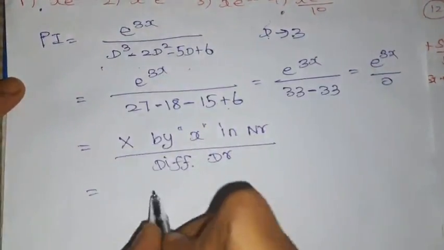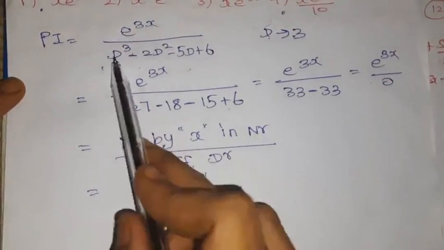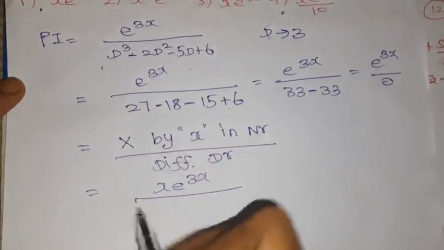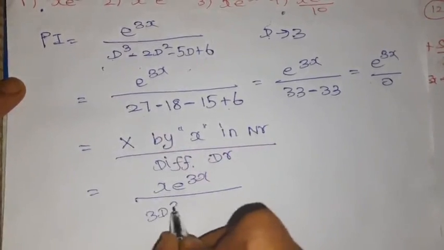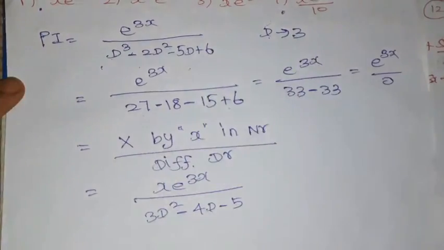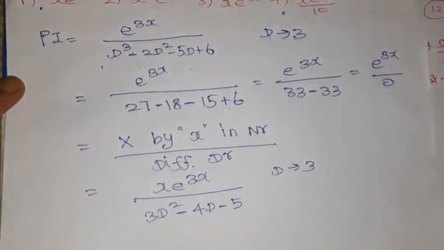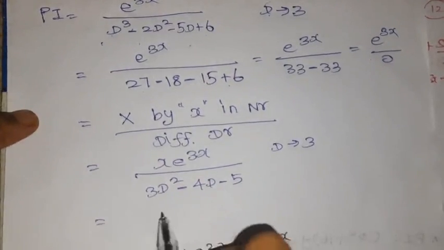So here, multiply by x in the numerator, x e power 3x, and differentiate the denominator term. Differentiating, what do we get? 3D squared minus 4D minus 5, and the constant gives 0. Now what do we need to do? Substitute D by 3. Substitute D by 3, what do we get?